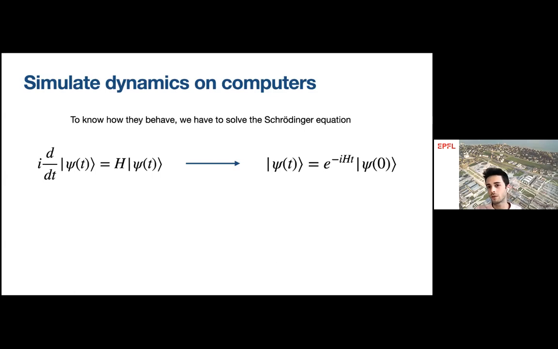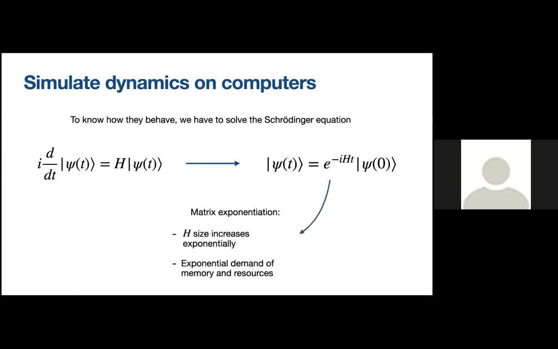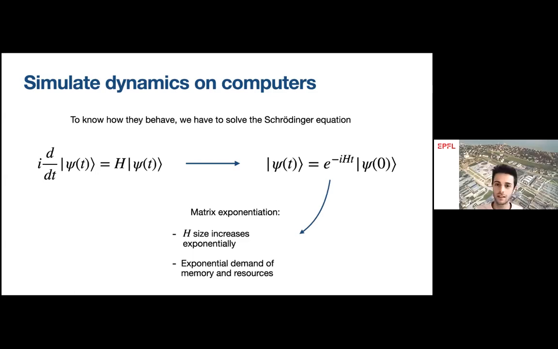And if we impose a basis to represent this state, basically this time evolution operator is a matrix, and also the Hamiltonian is a matrix. So we have a complex Hermitian matrix that is exponentiated and then applied to a complex vector. And this matrix is exponentially increasing in size. So again, the same problem as before. We have an exponential demand of memory and resources for our computation.